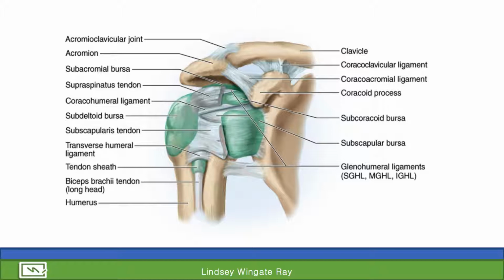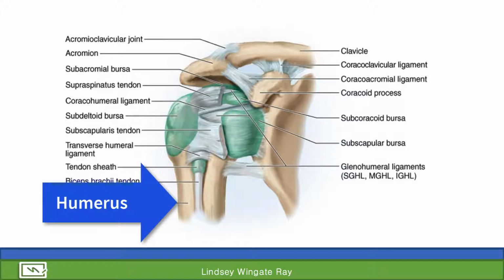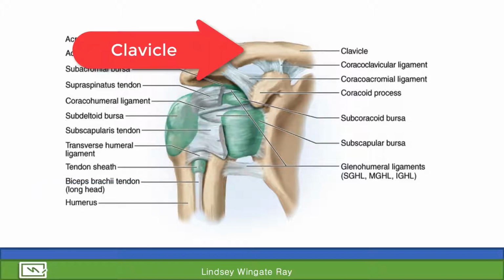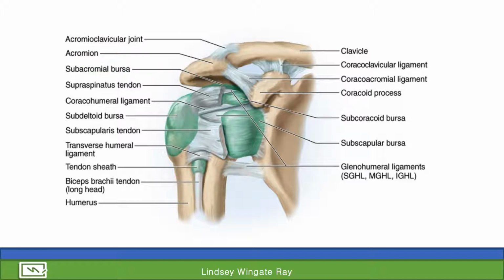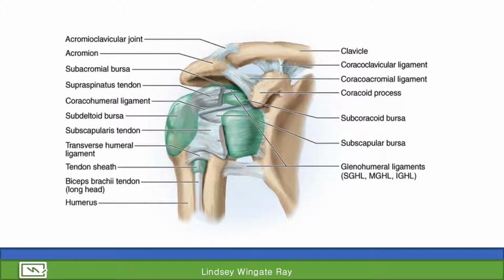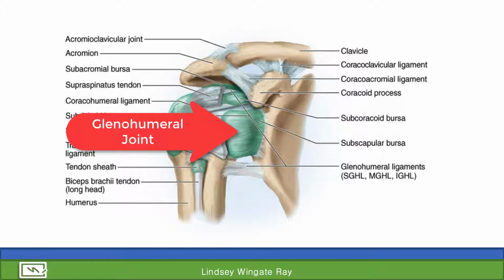The bones of the shoulder are the humerus, the upper arm bone, the scapula, the shoulder blade, and the clavicle, the collarbone. The roof of the shoulder is formed by a part of the scapula called the acromion. There are actually 4 joints that make up the shoulder. And remember, a joint is where 2 bones join together. The main shoulder joint is called the glenohumeral joint. It is formed where the ball of the humerus fits into the shallow socket on the scapula. This shallow socket is called the glenoid.